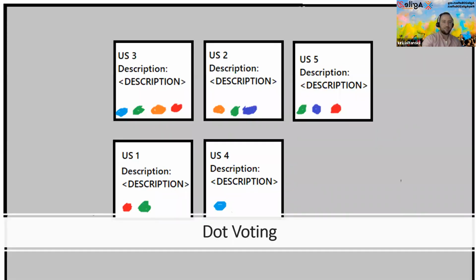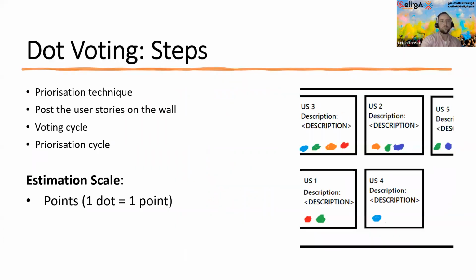All right, and we have dot voting, right? The next one is dot voting. Dot voting, in fact, is a prioritization technique, first of all, right? But it could be done when you have a really small backlog and a really small team, and a really simple project, and you just need to prioritize items, right? So how is it done?